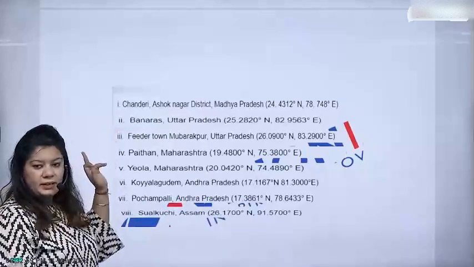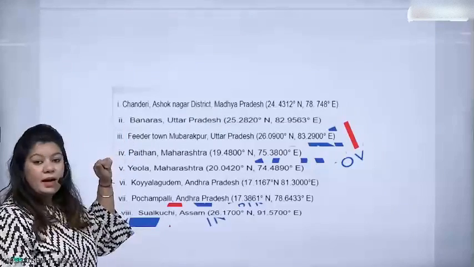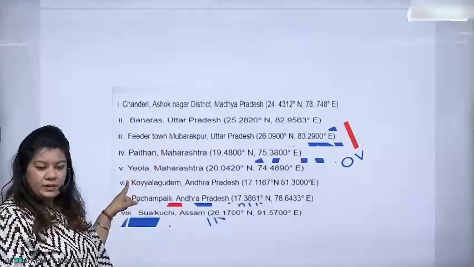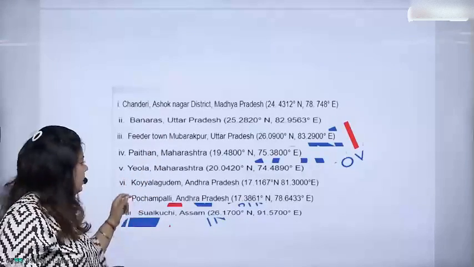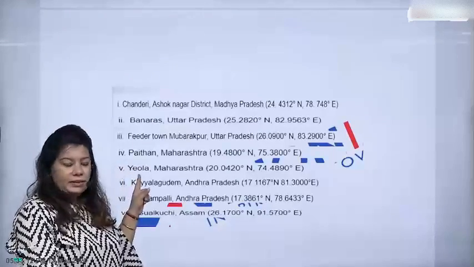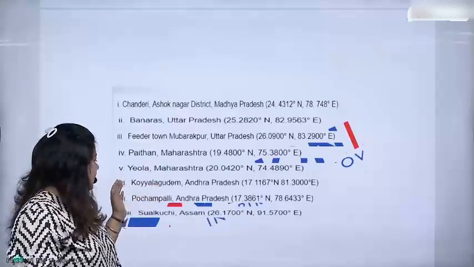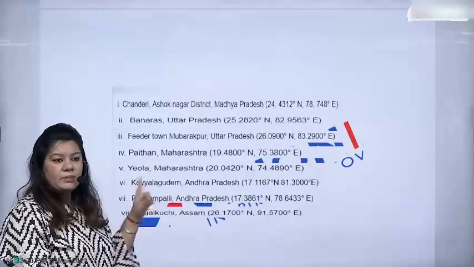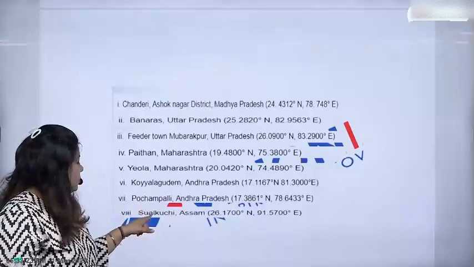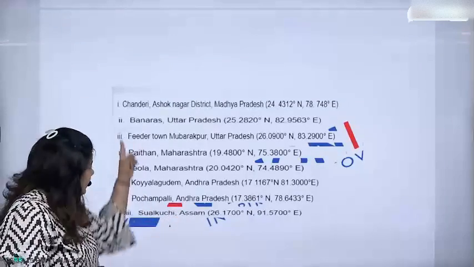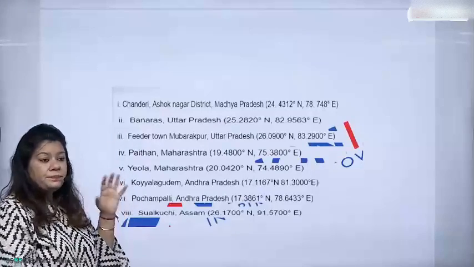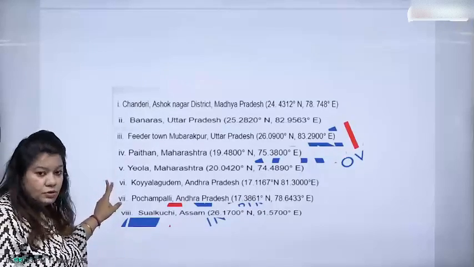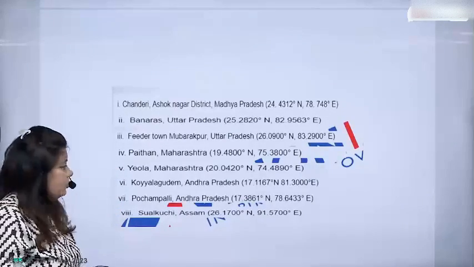One is Chanderi, it is in Madhya Pradesh. Banaras, Banarsi saris. Then Mubarakpur in Uttar Pradesh again is famous as a sari weaving cluster. Paithan, Paithani saris, Yola, Maharashtra. Koyalagudam, Andhra Pradesh. Puchampalli, Andhra Pradesh. Some towns will be there in Telangana, so you correct that. Sualkuchi saris, Assam. So these are the towns which are under UNESCO's iconic sari weaving cluster list. Okay, so this is also equally important because UPSC had asked this question.